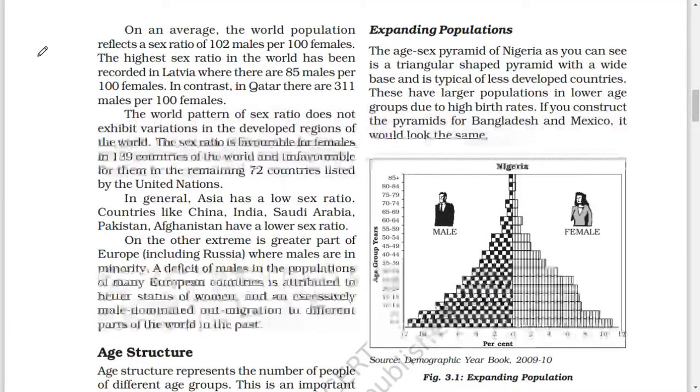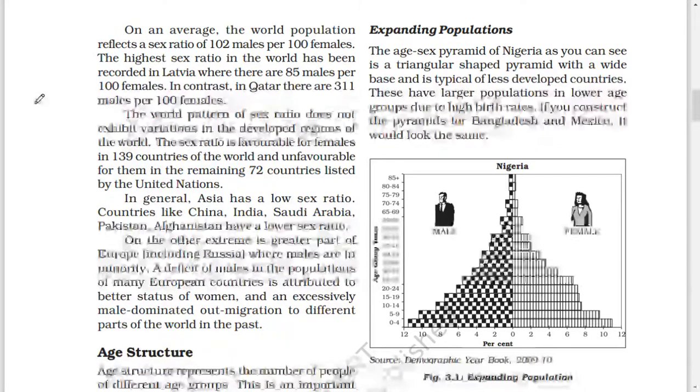On an average, the world population reflects a sex ratio of 102 males per 100 females. The highest sex ratio in the world has been recorded in Latvia, where there are 85 males per 100 females. In contrast, in Qatar, there are 311 males per 100 females. The world pattern of sex ratio does not exhibit variations in the developed regions of the world. The sex ratio is favorable for females in 139 countries of the world and unfavorable for them in the remaining 72 countries listed by the United Nations.